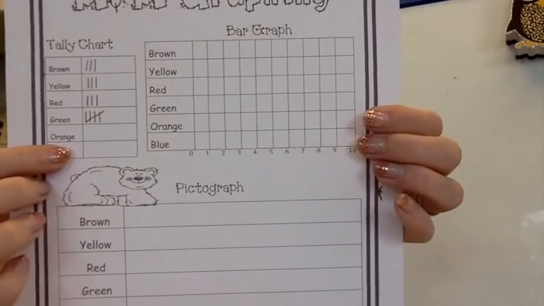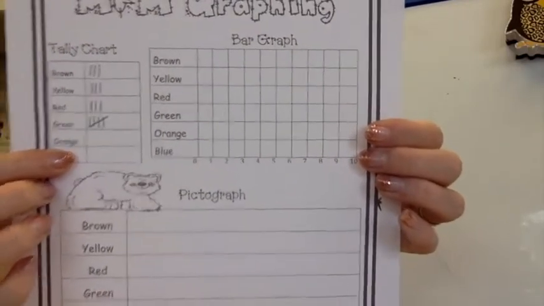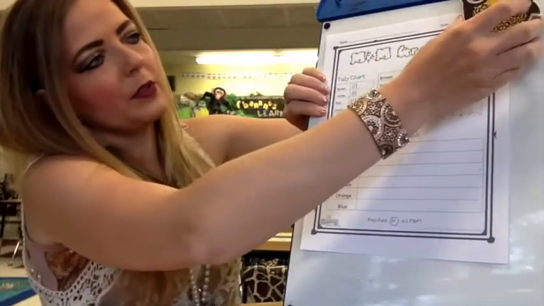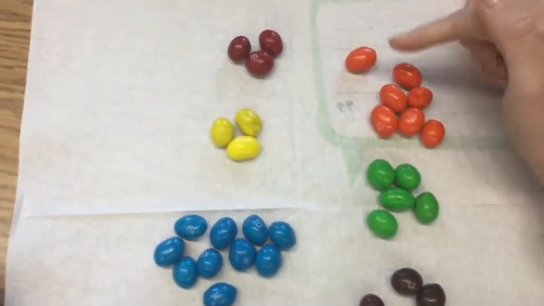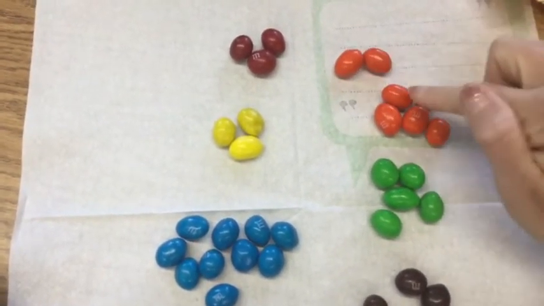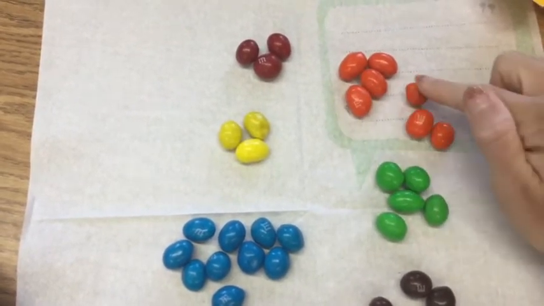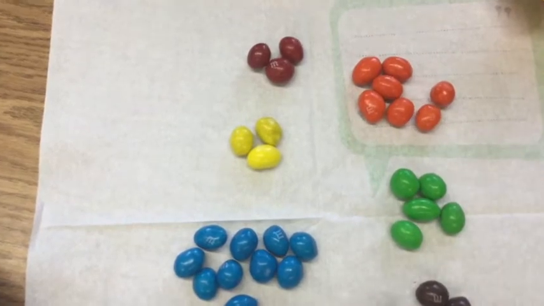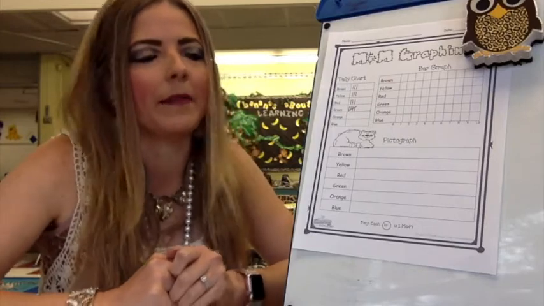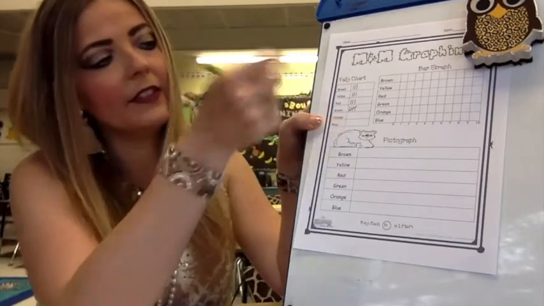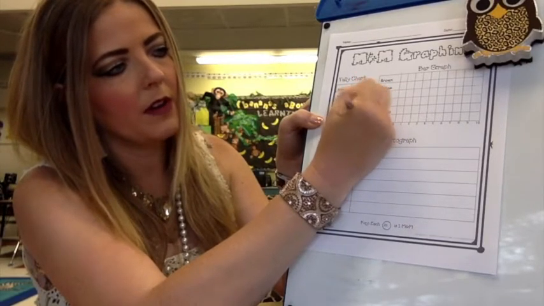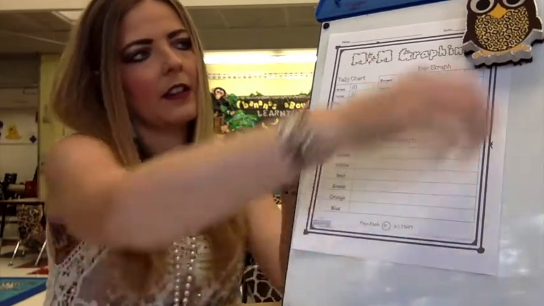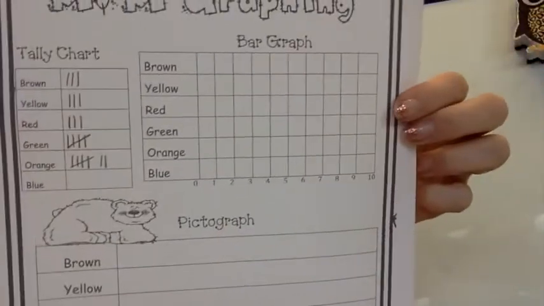What's this next word here? That says orange. So now we are going to count how many orange M&Ms we have. Ready? 1, 2, 3, 4, 5, 6, 7. So we have 7 orange M&Ms. So we are going to come to our tally chart and make 7 tallies. 1, 2, 3, 4, 5, 6, 7. So now our tally chart looks like this.